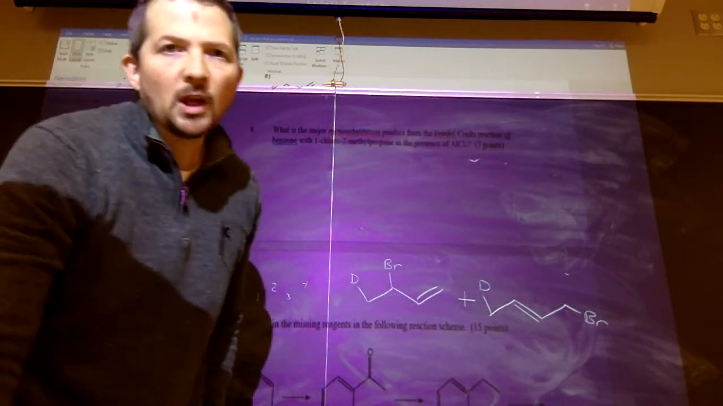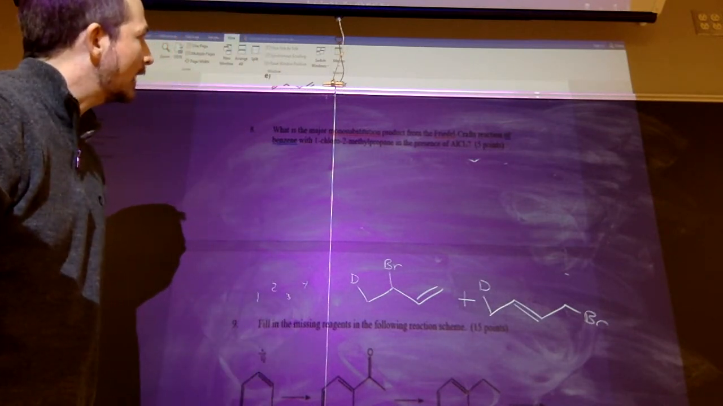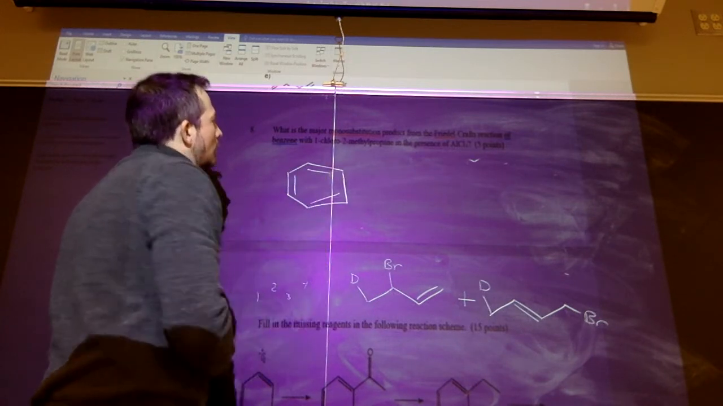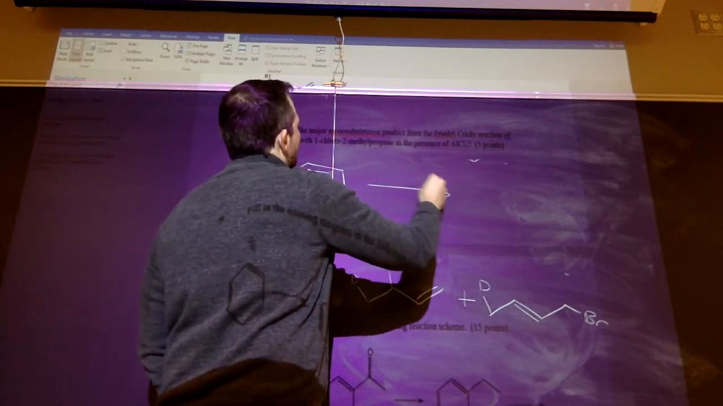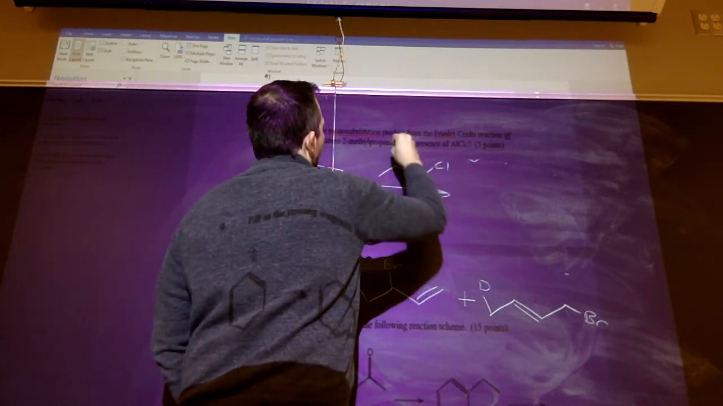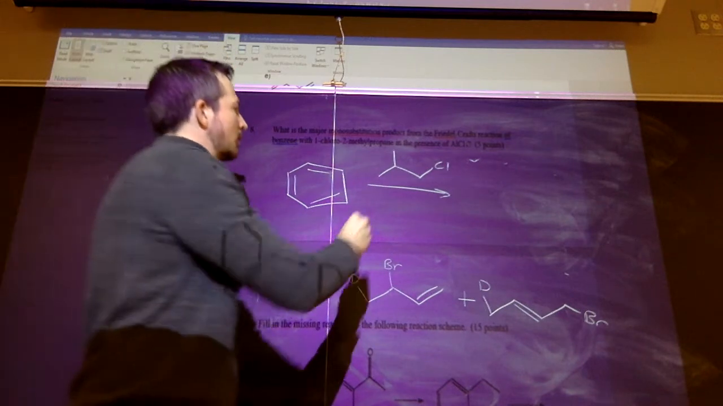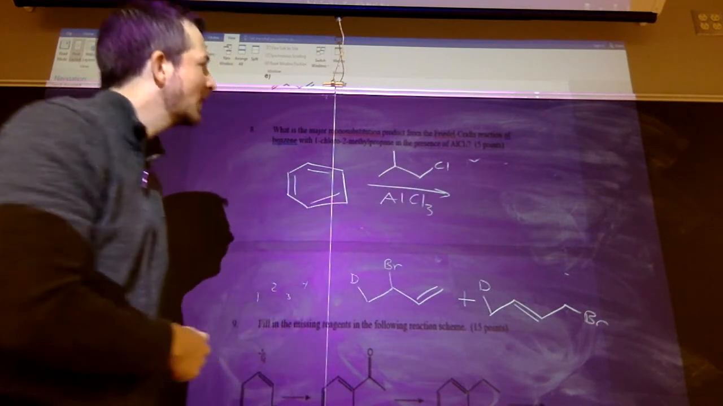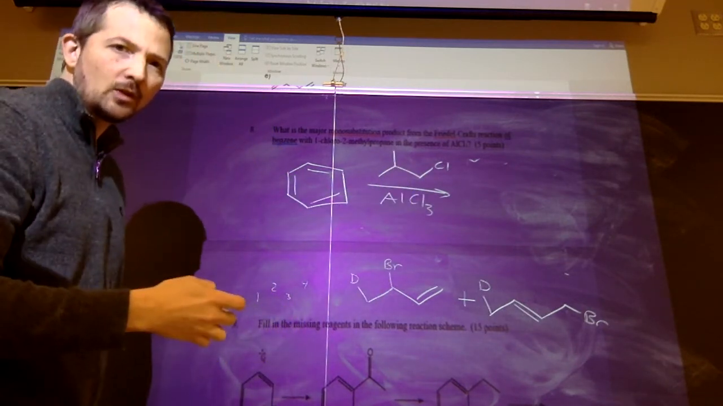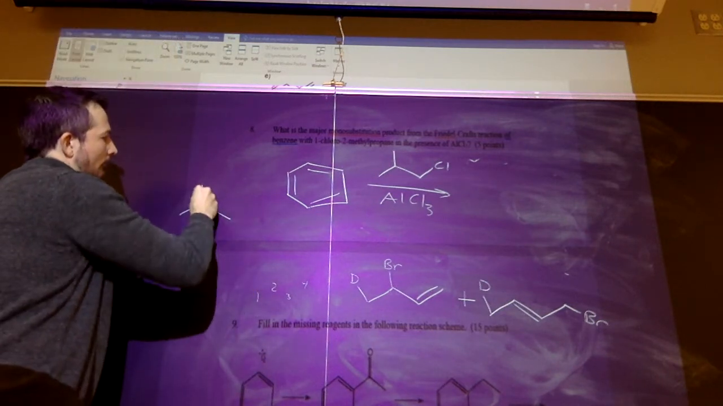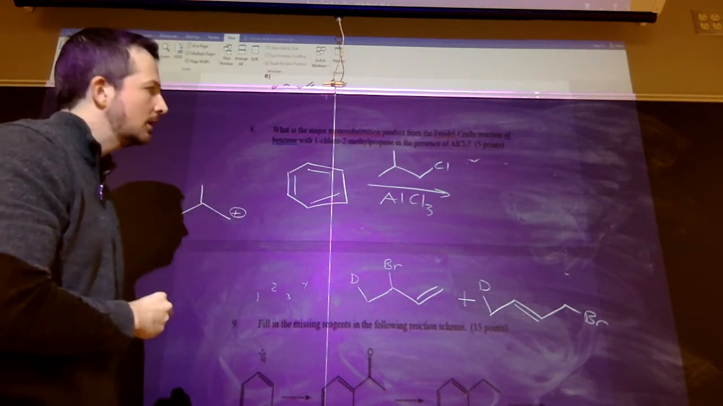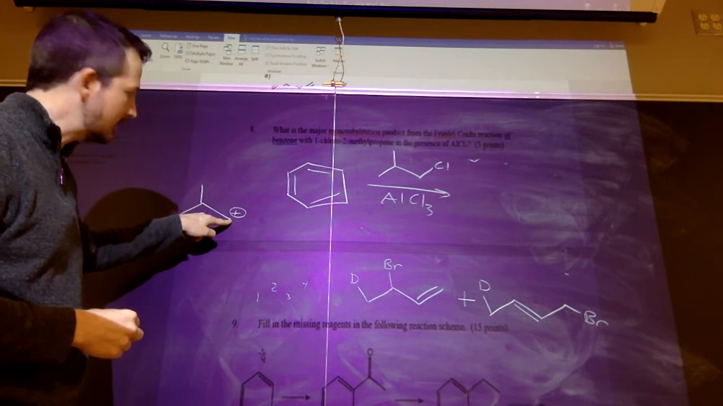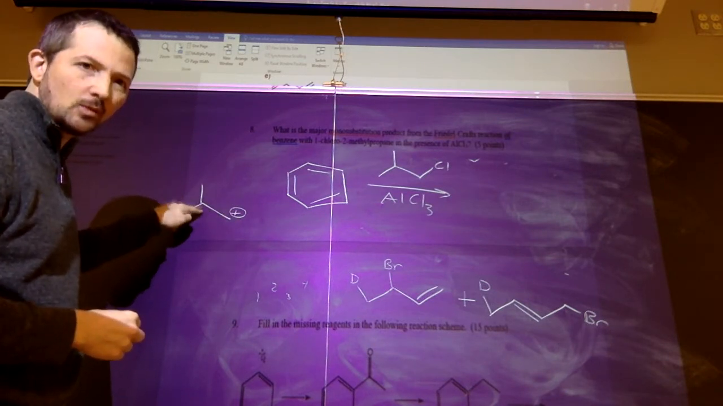What is the major monosubstitution product from the Friedel-Crafts reaction of benzene with 1-chloro-2-methylpropane in the presence of aluminum chloride? So propane, 3 carbons, 1-chloro, 2-methyl. So this is Friedel-Crafts. If I look at the electrophile for this reaction, it forms a complex with aluminum chloride. There's a positive charge on that carbon where the chlorine's attached. The adjacent position is more substituted.